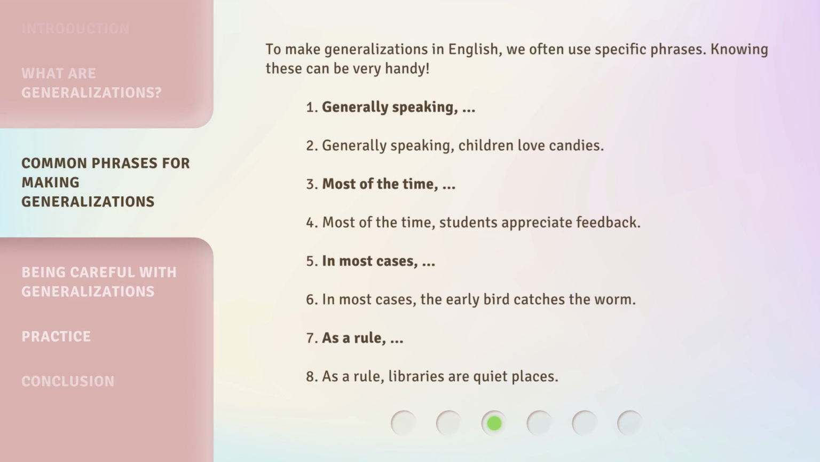To make generalizations in English, we often use specific phrases. Knowing these can be very handy. 1. Generally speaking. 2. Generally speaking, children love candies. 3. Most of the time. 4. Most of the time, students appreciate feedback. 5. In most cases. 6. In most cases, the early bird catches the worm. 7. As a rule. 8. As a rule, libraries are quiet places.